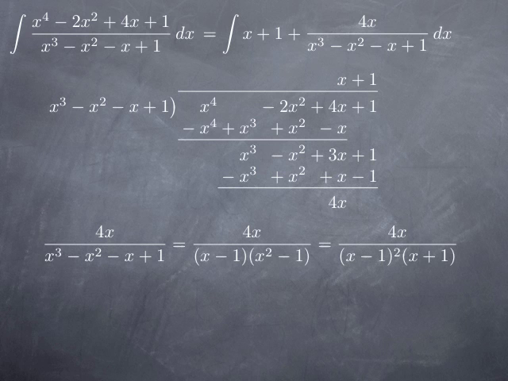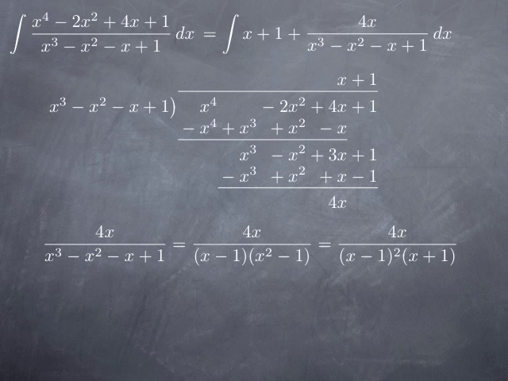The next step, of course, is to factor the bottom. You can readily see that x equal 1 is a 0 of the denominator, which means that I can factor out x minus 1. When you do that, you see that the second factor has to be x squared minus 1. And x squared minus 1 factors further as x minus 1, x plus 1. Therefore, we end up with the factored form x minus 1 squared times x plus 1.